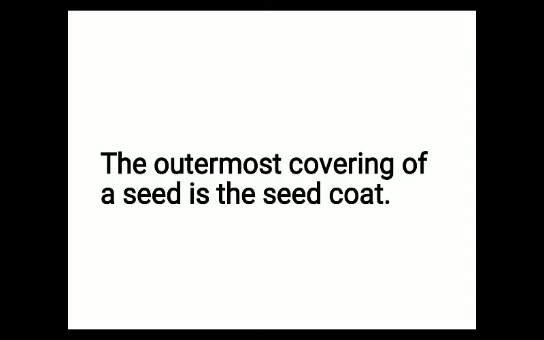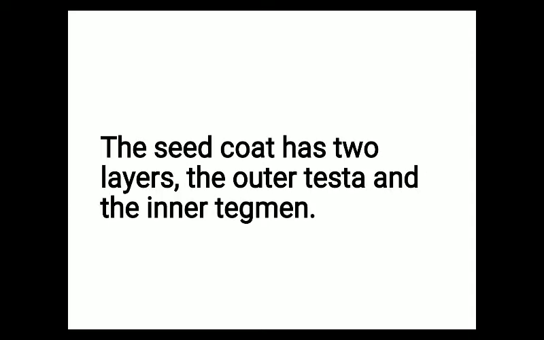Good morning, students. In this video, we will study the structure of dicotyledonous seed. The outermost covering of the seed is the seed coat. In dicotyledonous seed, the outermost covering is known as the seed coat. The seed coat has two layers, the outer testa and the inner layer known as tegmen.